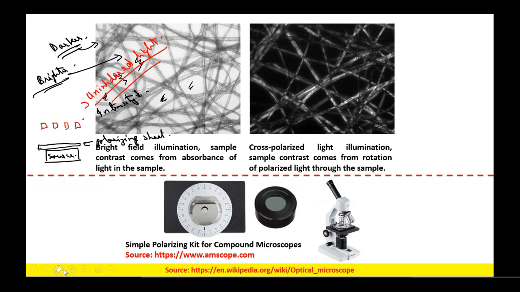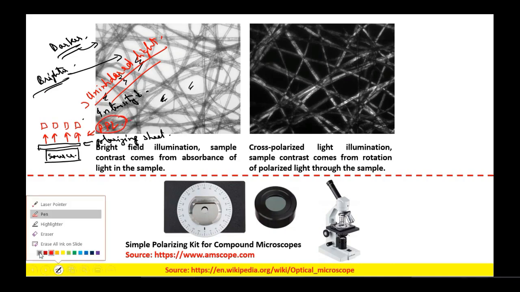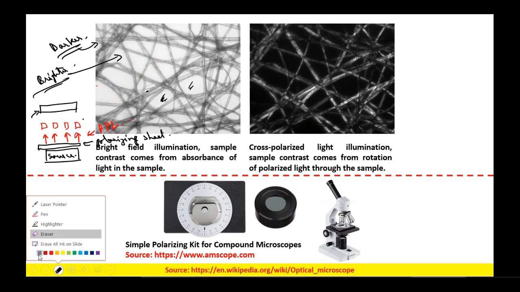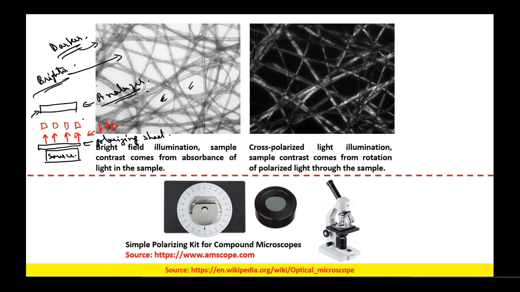So what is happening over here? When you apply the polarizing sheet, only the plane polarized light will pass. Suppose at the top you have the analyzer. This is the analyzer, and at the initial stage this analyzer has the same orientation as the polarizer. Then all the light will pass through, and you will get bright field images.